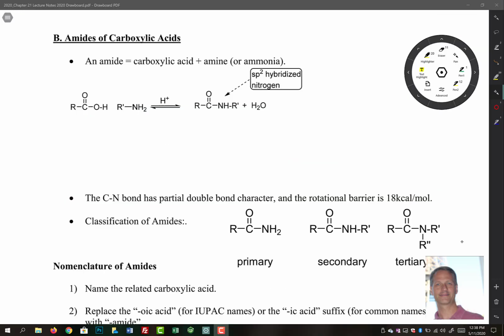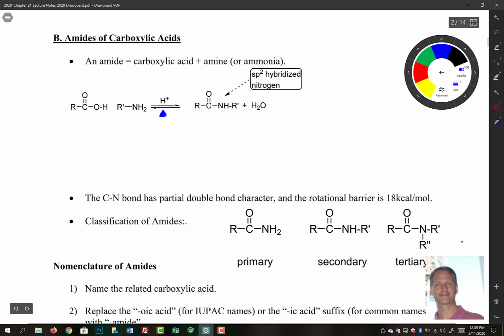So let's take a look at the nomenclature of amides. One way that amides can be made commercially is to have a carboxylic acid plus an amine under acidic conditions, especially with heat. So heat is often used for that. And what you make is an amide.